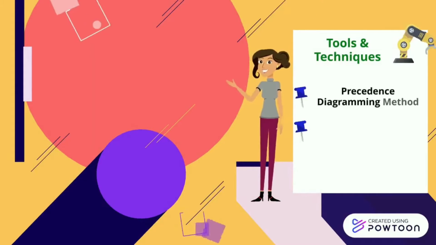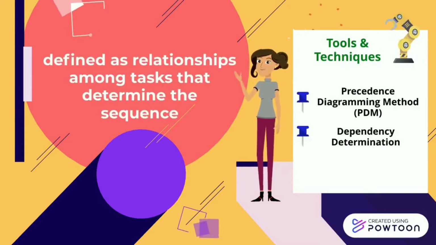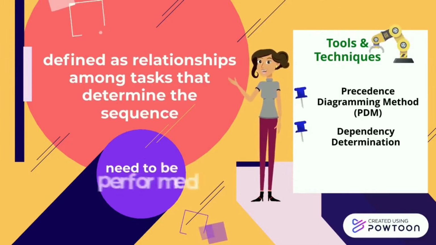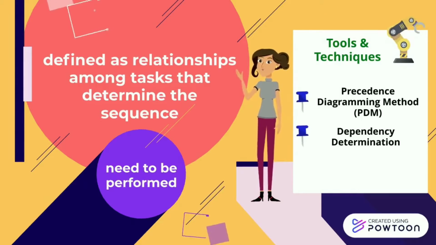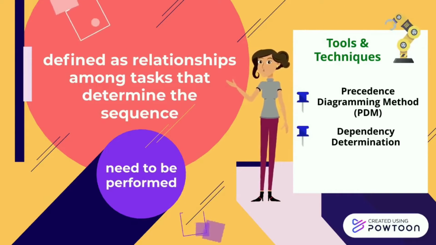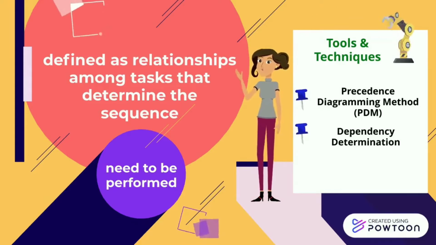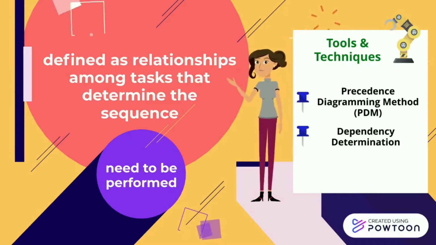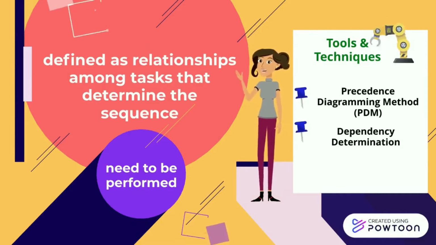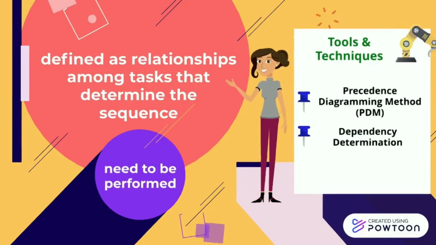Second in the tools and techniques is dependency determination. Dependencies are defined as relationships among tasks that determine the sequence in which project management activities need to be performed. These tasks may be multiple preceding tasks, which means that two tasks can be applicable at the same time. The process of dependency determination requires the project manager or the project management team to determine them so that they can assign tasks to the team members and also inform the stakeholders. Moreover, it is easier to arrange the tasks if the dependencies are all identified.